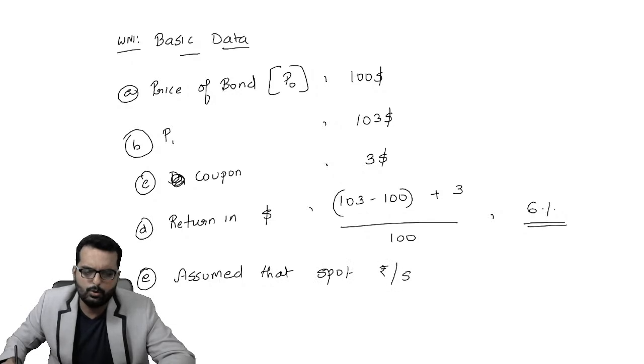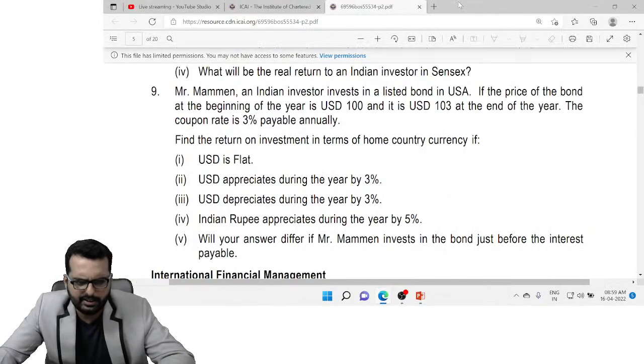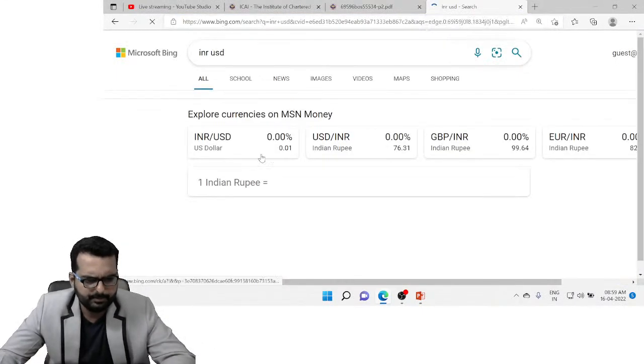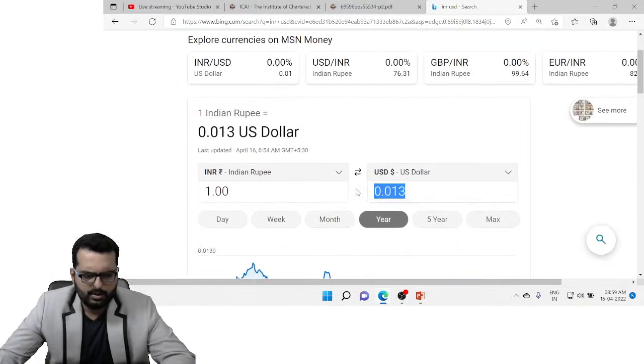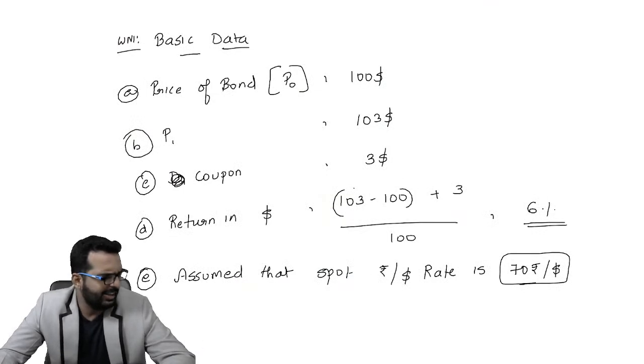spot rupee per dollar rate is, shall we take it as 70 rupees per dollar? I think that's approximately the right number, right? What is the current exchange rate? Let's go and check it. INR USD. $1 is 76 rupees. You want to take 70 or you want to take 75? We can take anything. We'll keep it at 70. It will be easier for us to understand. Or if you want, we can make it 75 rupees per dollar also. Fine, let's keep it at 70 rupees per dollar.